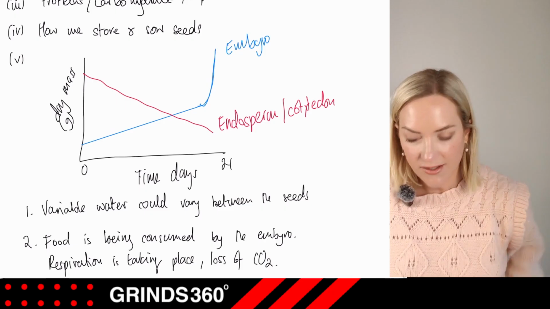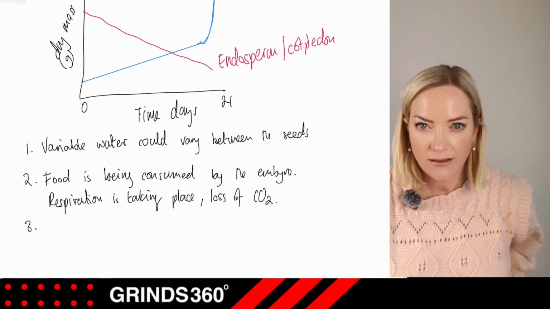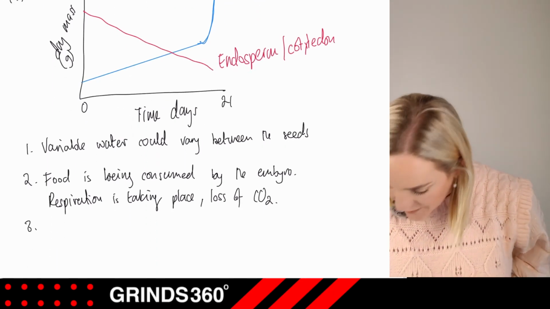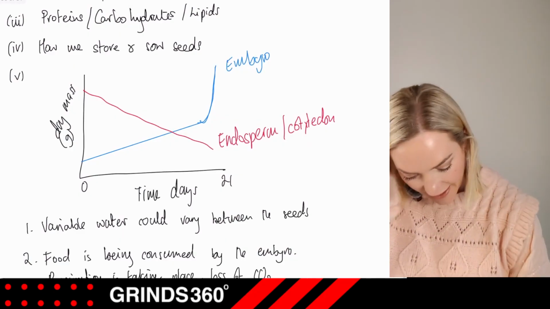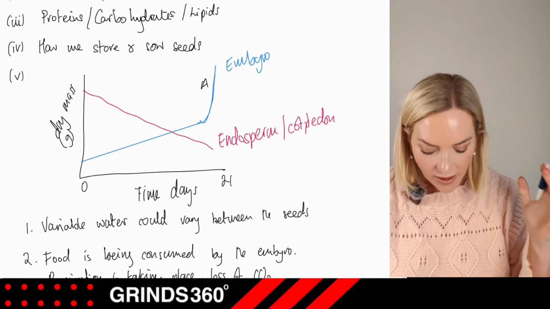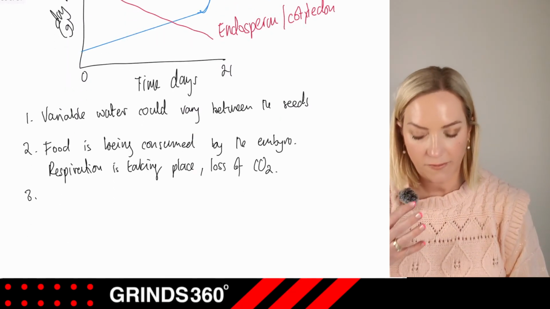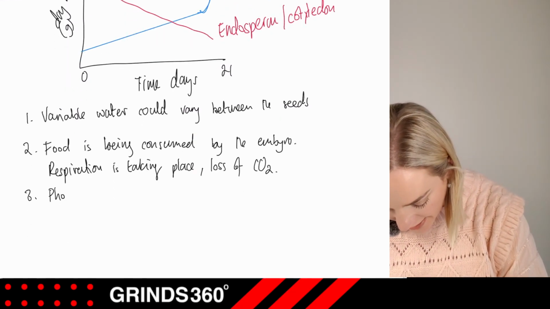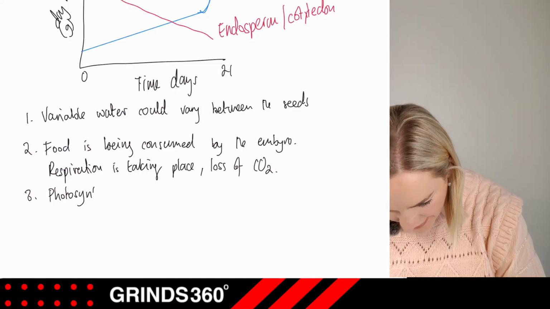Your third question states, what process begins at A? So what's happening here? Sorry, A was the embryo. This is now shooting up, so now our embryo is making its own food. So the process that's happening here is photosynthesis.